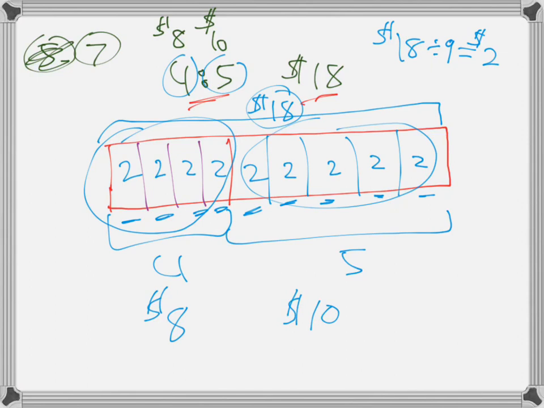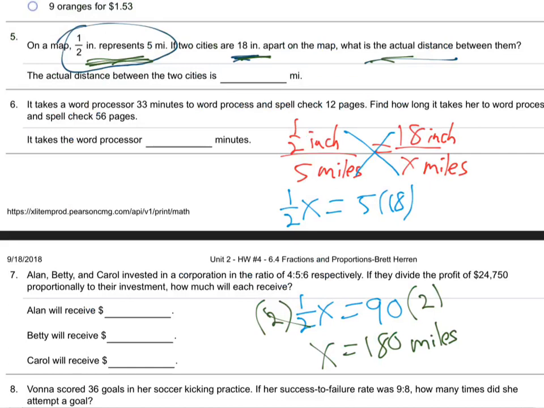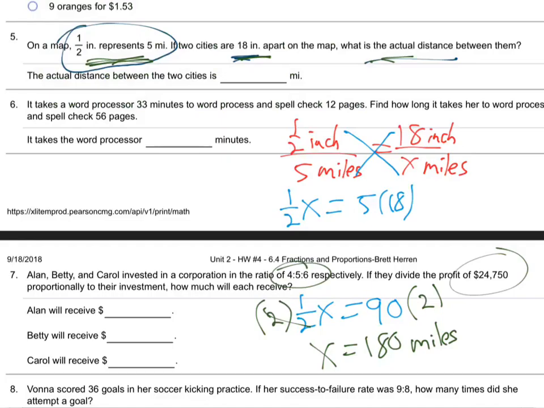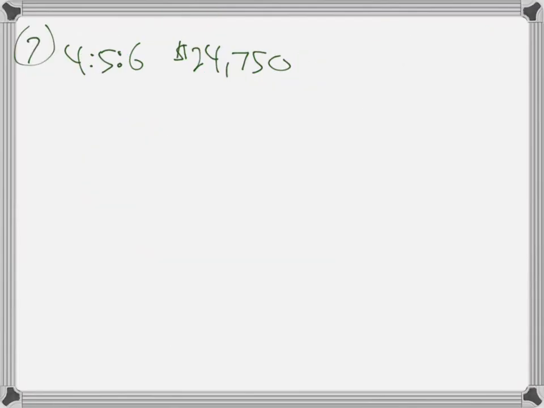You made me think about pieces. That's a good way to think about it. So then let's go back to the actual question, what was it? 4 to 5 to 6, 24,750. So 4 to 5 to 6, 24,750. What number is that? Number 7. Okay, so what could we do?